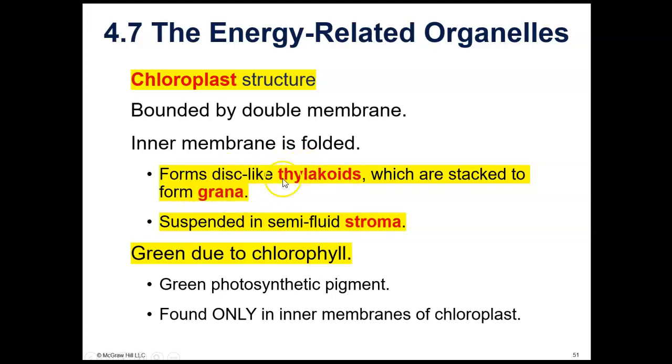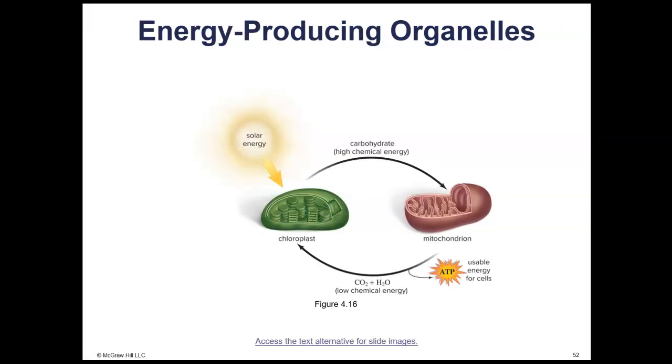So the chloroplast has thylakoids, and then it also has stroma, which is the fluid around the thylakoids. The thylakoids are where the chlorophyll, the green pigment chlorophyll, is located. And that's why the chloroplasts are green, due to the green pigment chlorophyll. Here you can see a chloroplast, and what chloroplasts do is carry out photosynthesis.